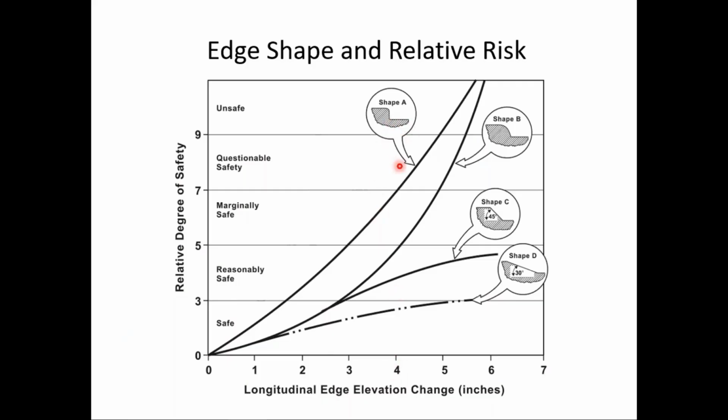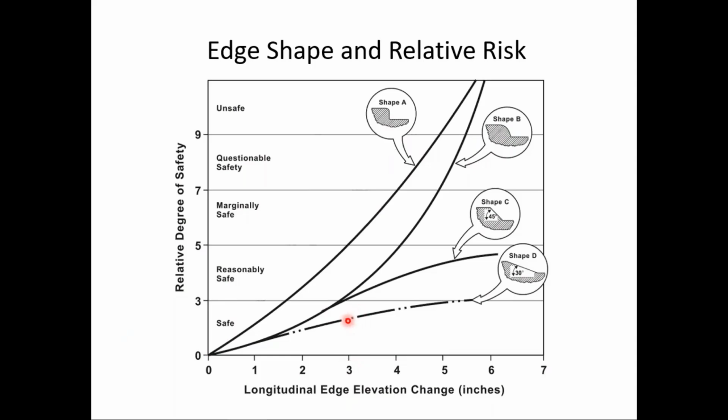So notice shape A here is the vertical edge. Shape B is this sort of edge that you see here. Shape C is kind of this wedge-shaped at 45-degree angle. Shape D is the wedge shape at 30-degree angle. And oftentimes many states or agencies may have a 3-inch maximum edge elevation at shoulder drop-offs, meaning when that elevation difference exceeds 3 inches, it's time to do maintenance to bring the shoulder back up.